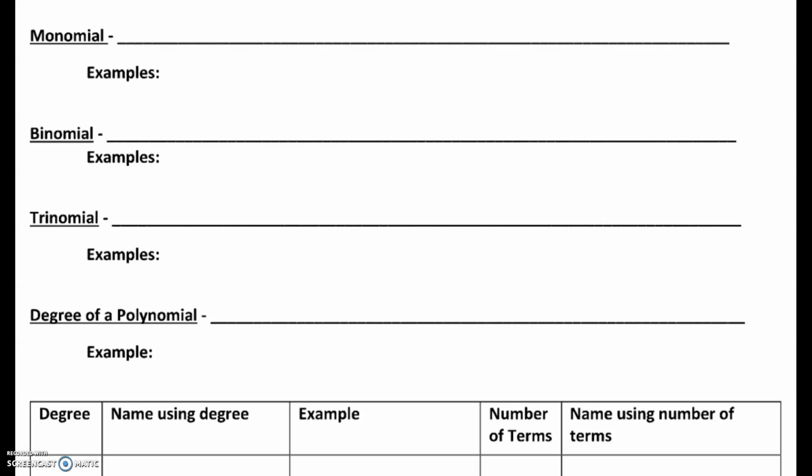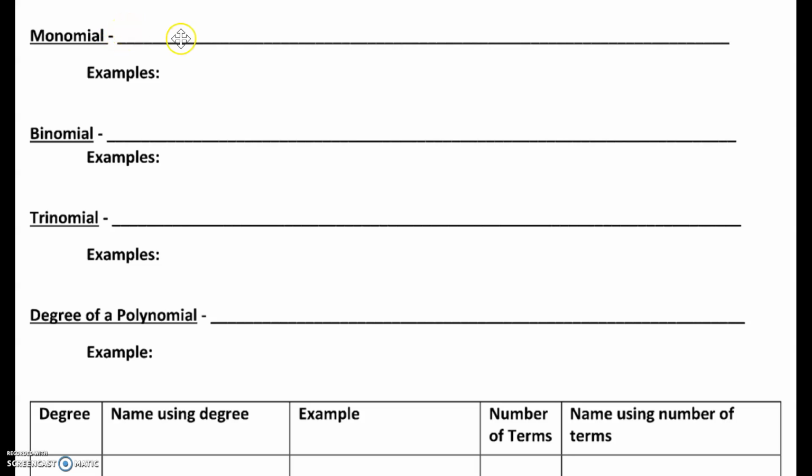So when we see mono, that means one. When we see bi, that means two. Tri means three. And when we see nomial, that means number of terms. So when we see these different polynomials, we're going to classify them by how many terms they have.